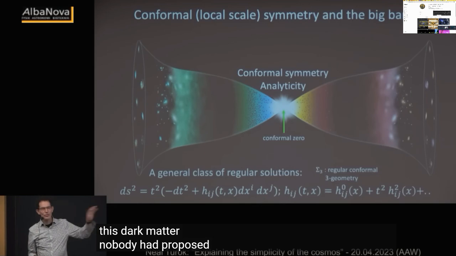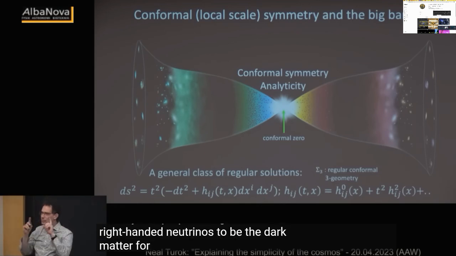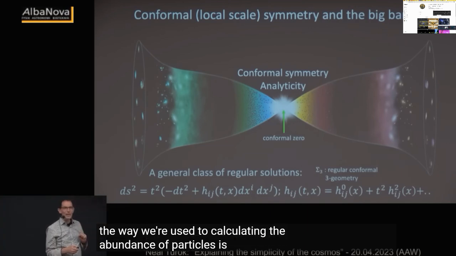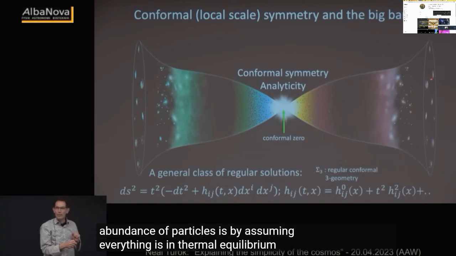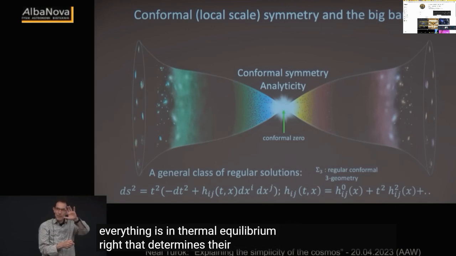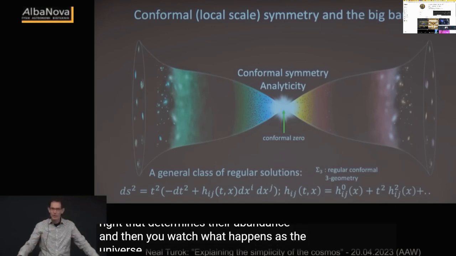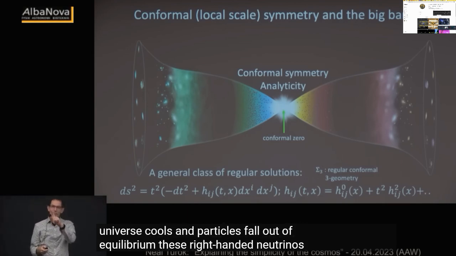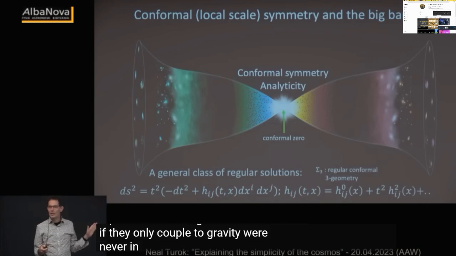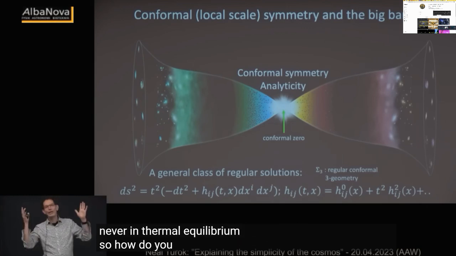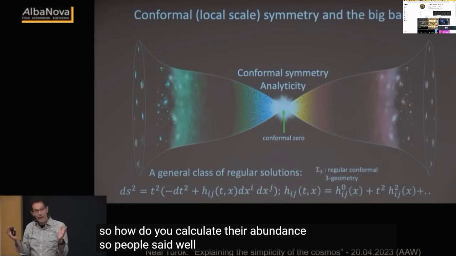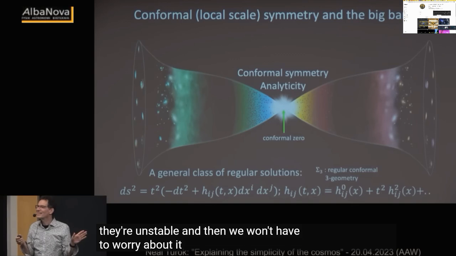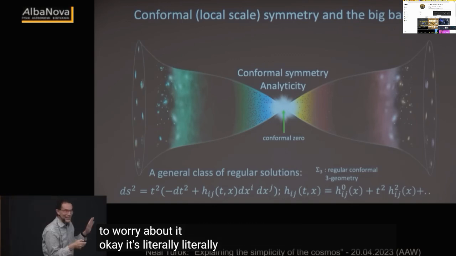nobody had proposed these right-handed neutrinos to be the dark matter for a very simple reason. The way we are used to calculating the abundance of particles is by assuming everything is in thermal equilibrium, right? That determines their abundance, and then you watch what happens as the universe cools and particles fall out of equilibrium. These right-handed neutrinos, if they only couple to gravity, were never in thermal equilibrium. So how do you calculate their abundance? So people said, well, we don't know how to calculate their abundance. Let's assume they're unstable, and then we won't have to worry about it. Okay? That's literally what happened.